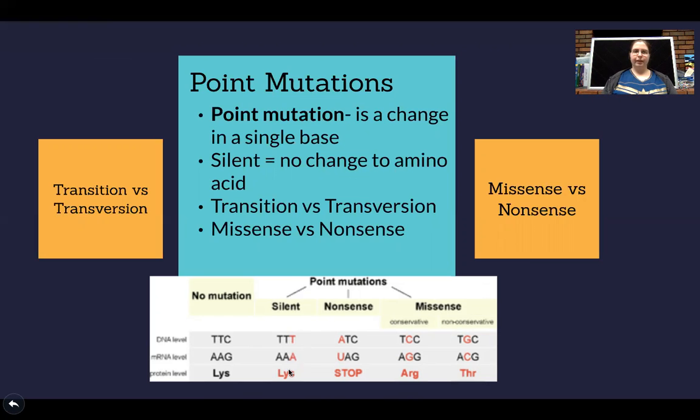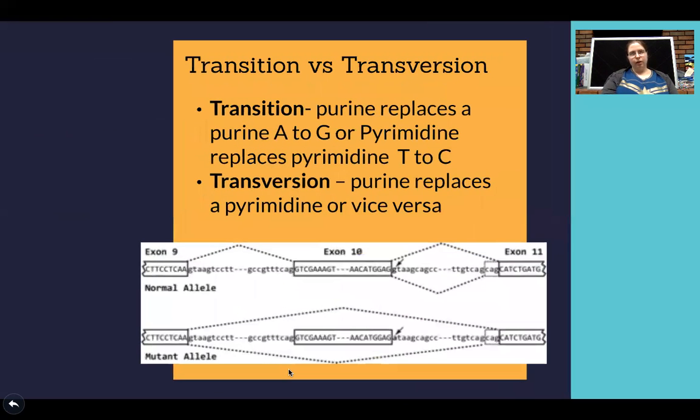We can then classify the other point mutations as transition versus transversion, or missense versus nonsense, which we'll talk about both of those right now. So transition versus transversion, this deals with what kind of base is being exchanged for what kind. So in a transition, a purine replaces a purine. If you remember correctly, adenine is a purine, and so is guanine. So what happens is you can exchange an adenine for a guanine or a guanine for an adenine. So you're exchanging the larger purine for another large purine.